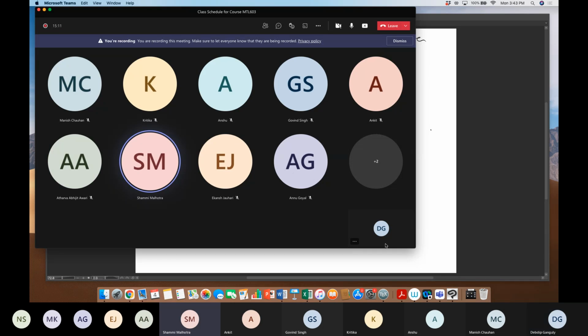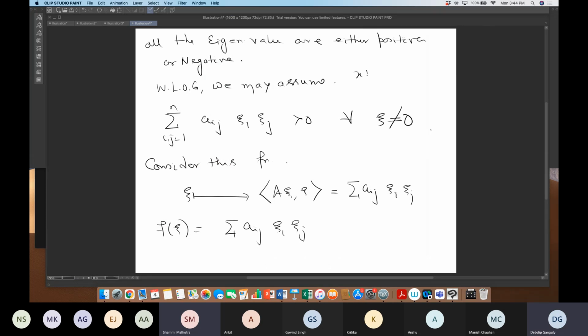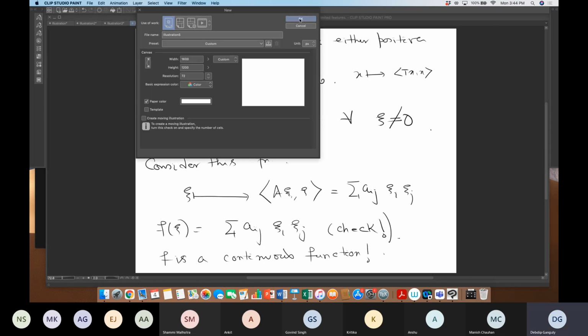Yes. If you consider each component, it is a polynomial in that component, so it is continuous. Straightforward. Please check that f is a continuous function.